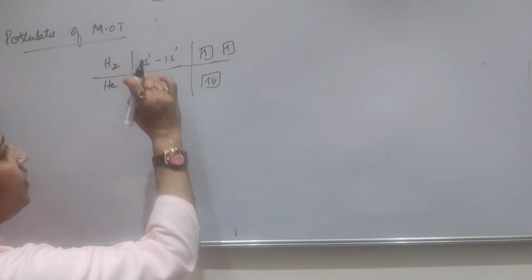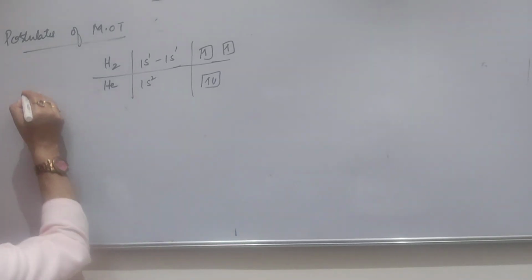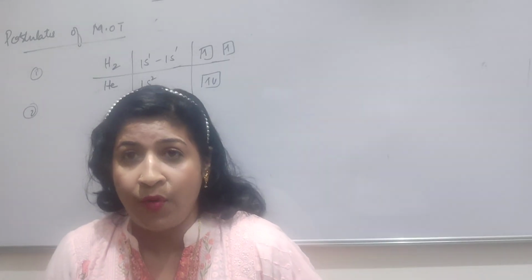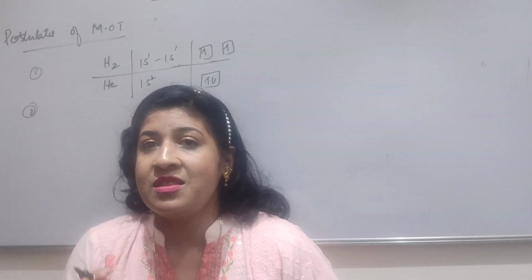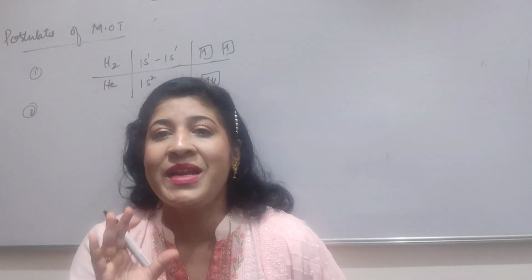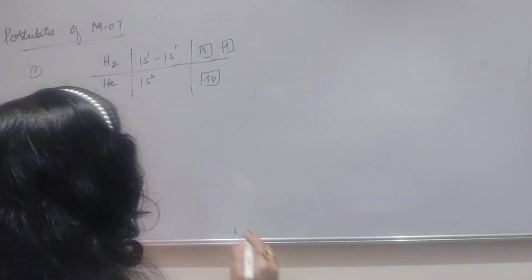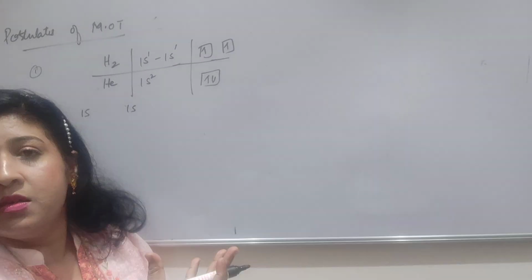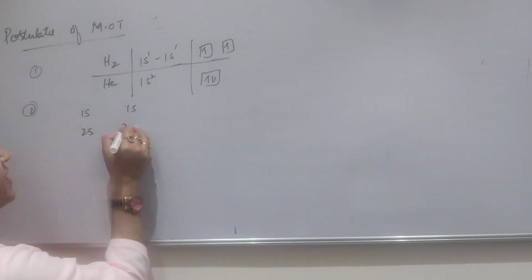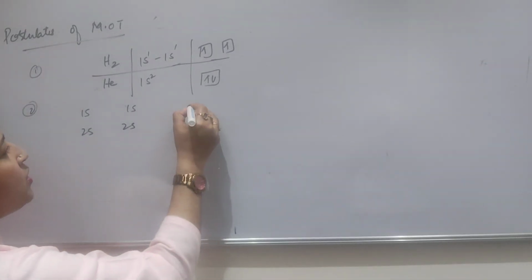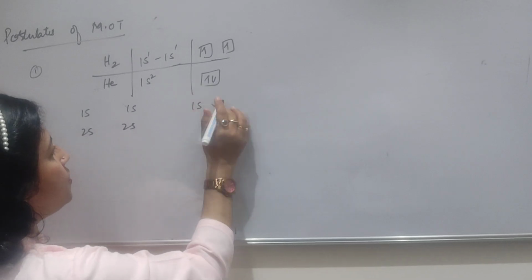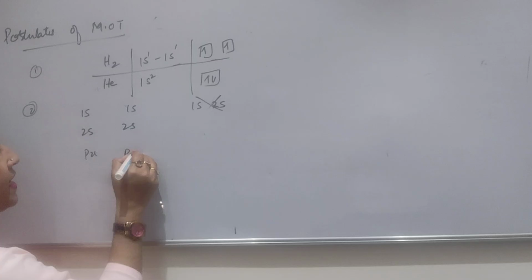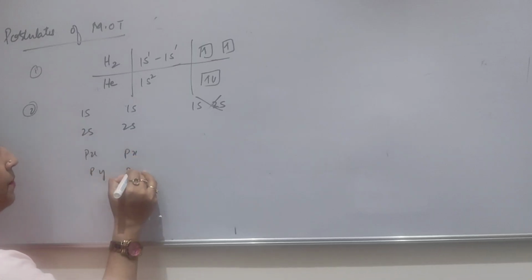So this is a molecule and this is an atom. The second point was, whenever atomic orbitals are formed, molecular orbitals are formed with proper energy and proper symmetry. That means a 1s orbital always combines with a 1s orbital, same symmetry, same energy. A 2s orbital combines with a 2s orbital. There is no possibility of 1s combining with 2s. It's impossible. Similarly, px combines with px and py combines with py.